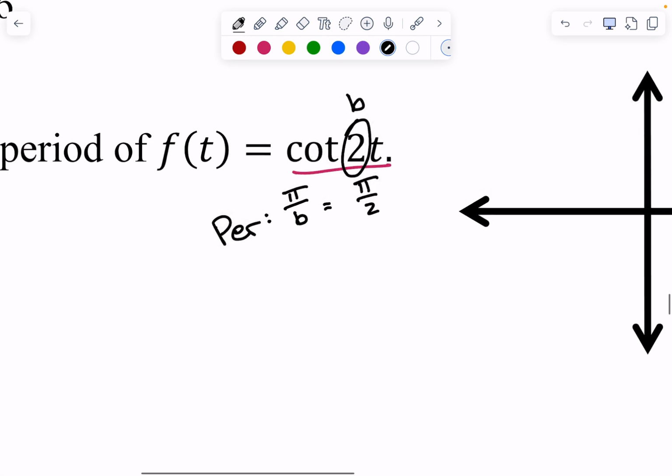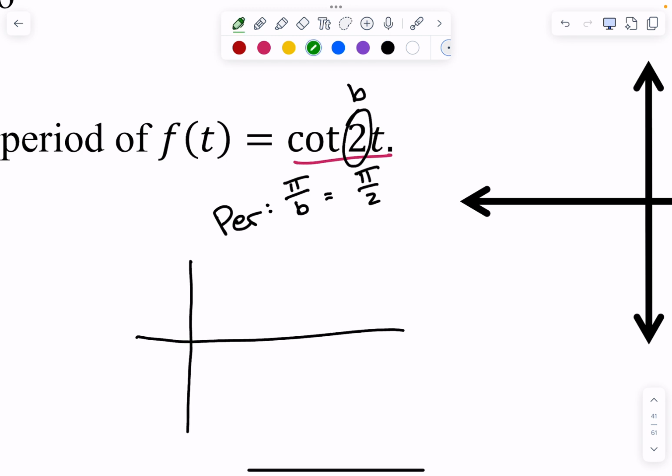Okay, cotangent normally, if you want to sketch him, he's also on the back of your unit circle. Cotangent starts at 0, has a vertical asymptote there, and he ends over here at pi, because cotangent's period is pi. But now I make him smaller, and now his period is pi over 2. So how does that work?